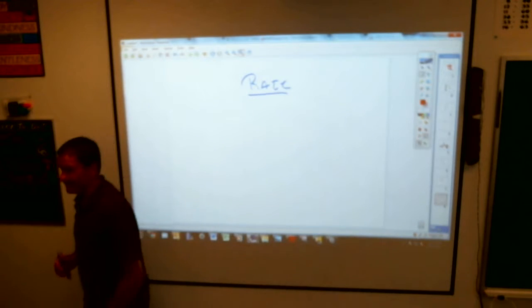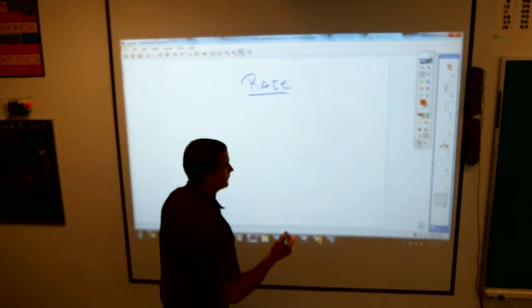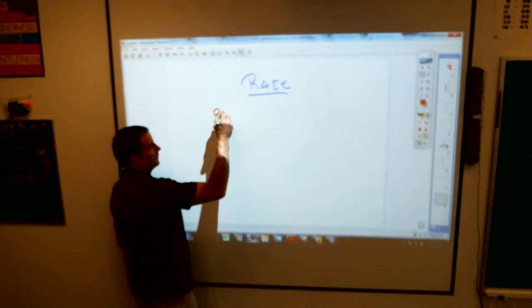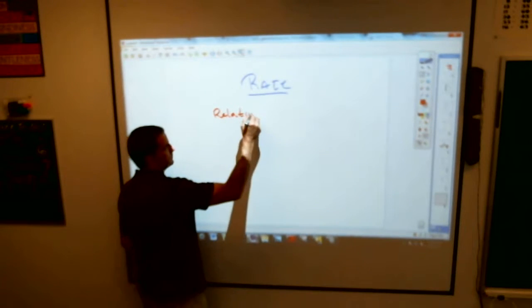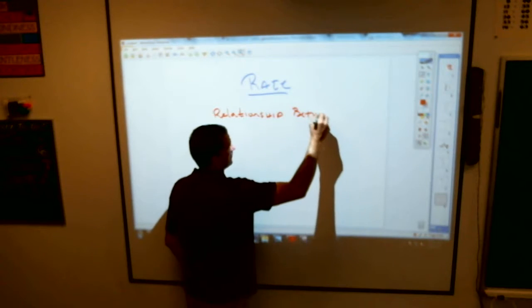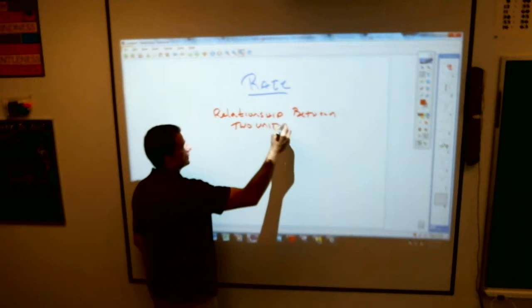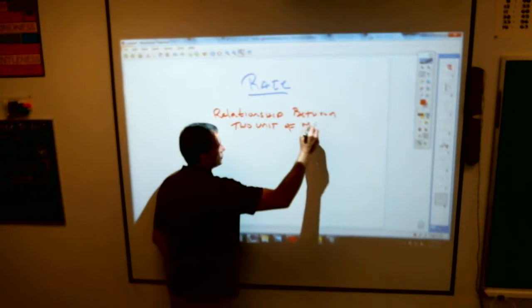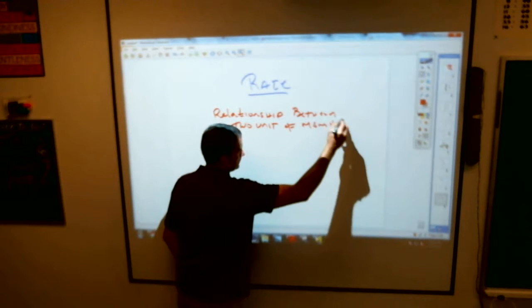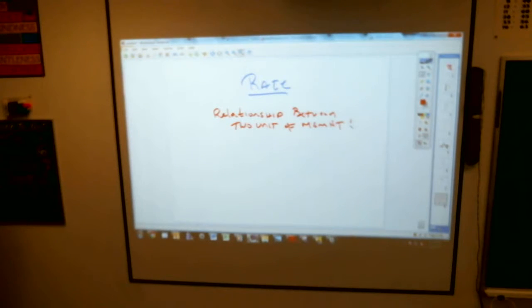What exactly is rate? When we talk about rate, what are we speaking of? Usually it's a relationship between two units of measurement. A relationship between two units of measurement. For example, I will ask you, what things do we measure as rates?